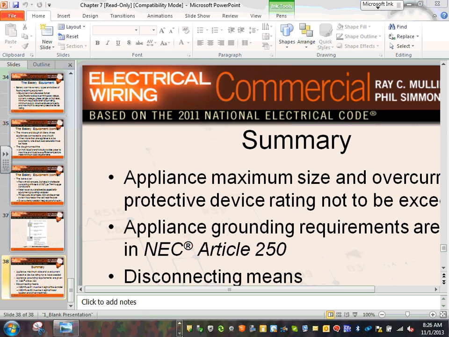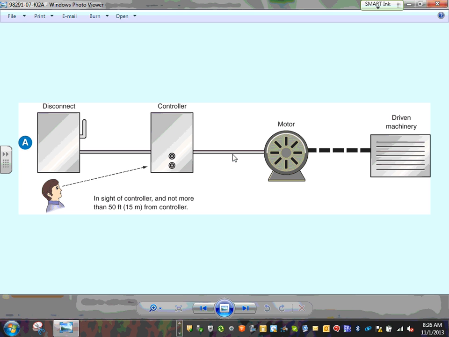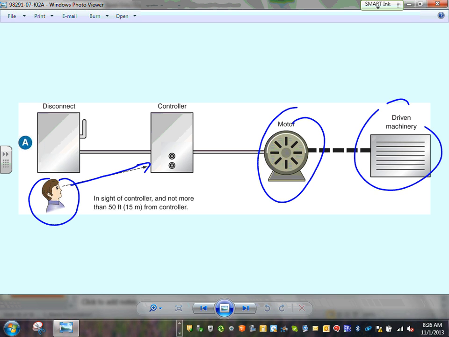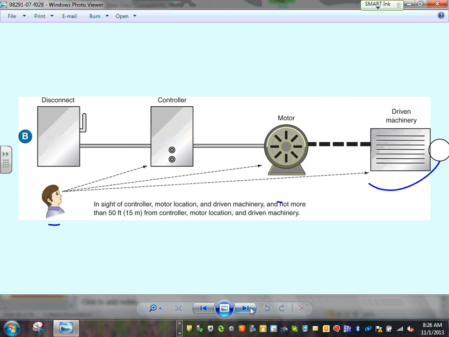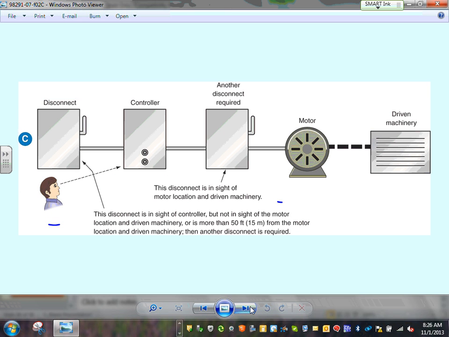Okay, let me show you a couple of pictures related to this, guys. This is really interesting because it's graphic. When you have a disconnect, guys, the disconnect has to be within sight of the controller, the motor, and the machine. Now, for most of the time, Derek, the controller, the motor, and the machine are one big box. But under certain circumstances, guys, this could be different boxes. Okay, so that's your disconnect.